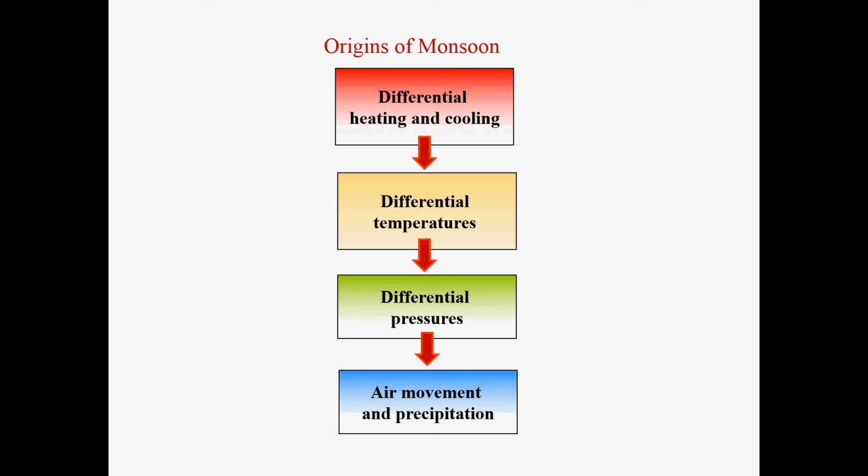The origins of monsoon climate can be attributed to several factors. We start from differential heating and cooling of land and ocean, which gave rise to differential temperatures and different pressure systems. Eventually that also caused movement of air and resultant precipitation patterns. Now, let's look at each of these factors in turn.